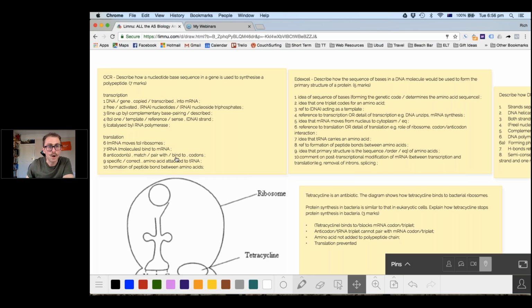So the codon matches with the anticodon, and the tRNA has a specific amino acid attached. And then again, what do you always talk about when making a protein? Peptide bonds form between the amino acids. How do Excel phrase it?